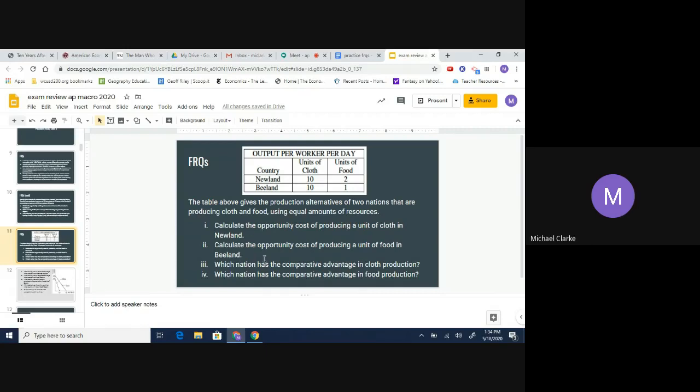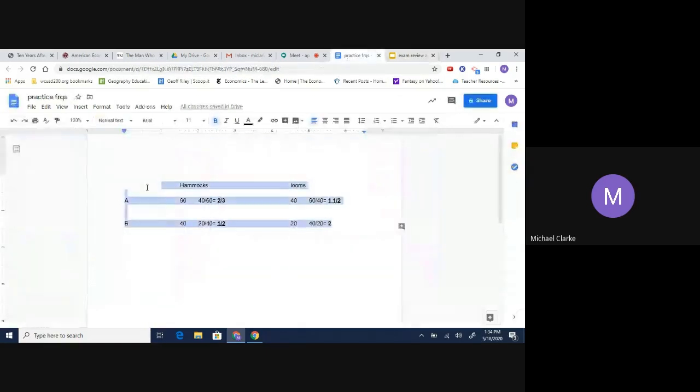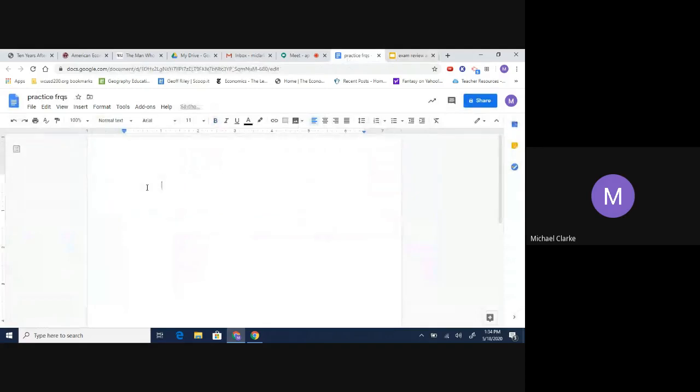All right, so now you got to answer these questions. And remember, either use the chart provided and then put it into some scratch paper. That's why scratch paper is going to be very important, guys, with a test like this. So they can make cloth and they can make food. Okay, so we got Newland and we got Beeland.